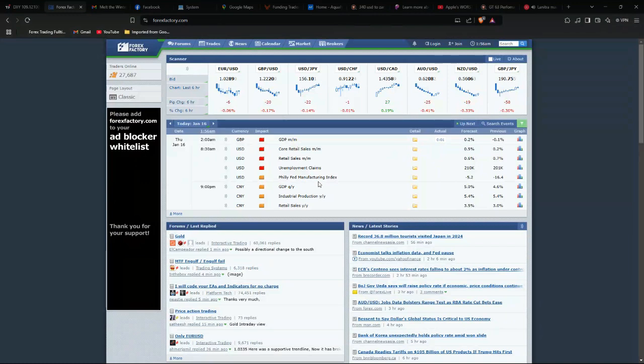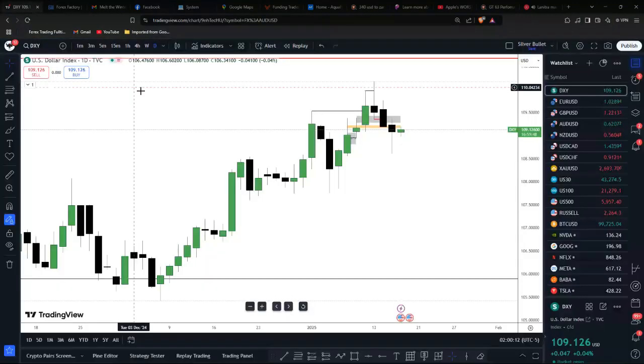The only problem I have with this high impact news for the day is that we have retail sales, right, and unemployment claims at the very same time. That is my problem. Retail sales and unemployment claims at the same time. So, however, how can I approach this? Let's go down to dollar index here, DXY, because we use DXY as the map of understanding.